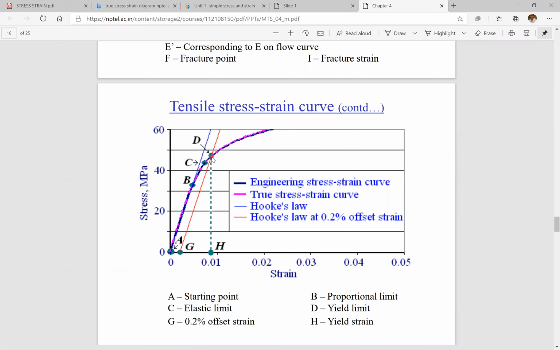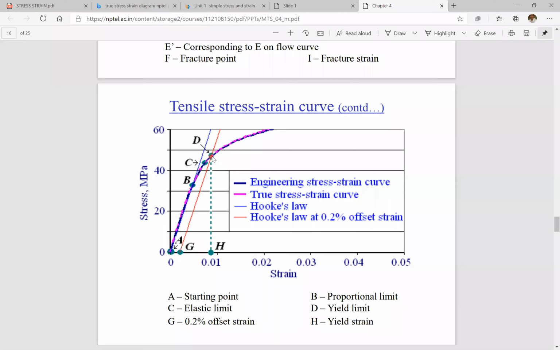This is the method. If in future you are going to do some research work, remember this: this is how to calculate the yield point from the stress strain curve. Different points are given here. A is the starting point, B the proportional limit, C the elastic limit, and D is the yield limit, where the offset line intercepts. That is the yield point.